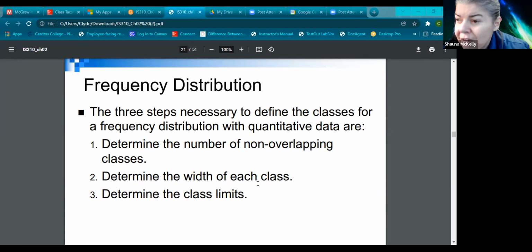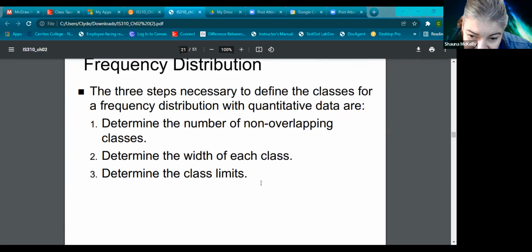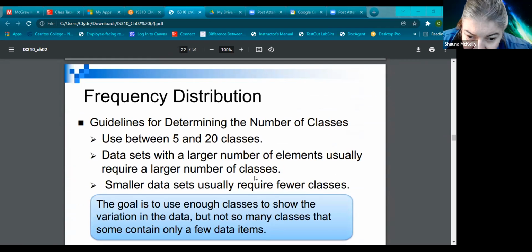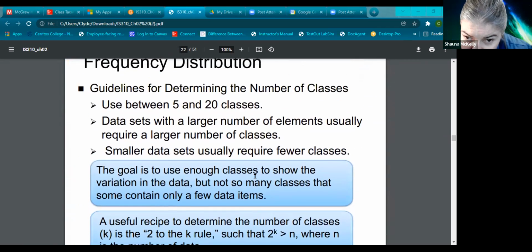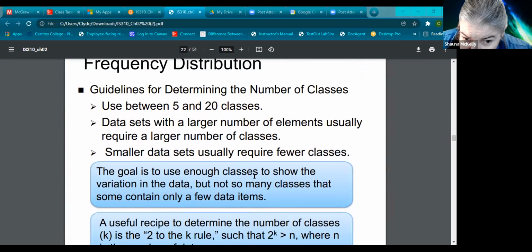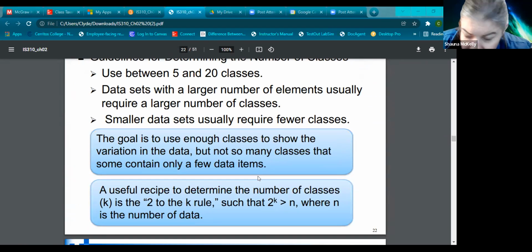Okay. And here, this is how you create a frequency distribution. So how many classes do you want? And how wide are they? And what are the limits? Okay. So then you have some rules. 5 and 20 classes for data sets with a larger number of elements, fewer for smaller data sets, okay. So now this is a different little rule. This is a rule that I haven't seen before. Scroll up just a bit so I can see. All right, this is the rule they seem to be using in terms of number of classes.